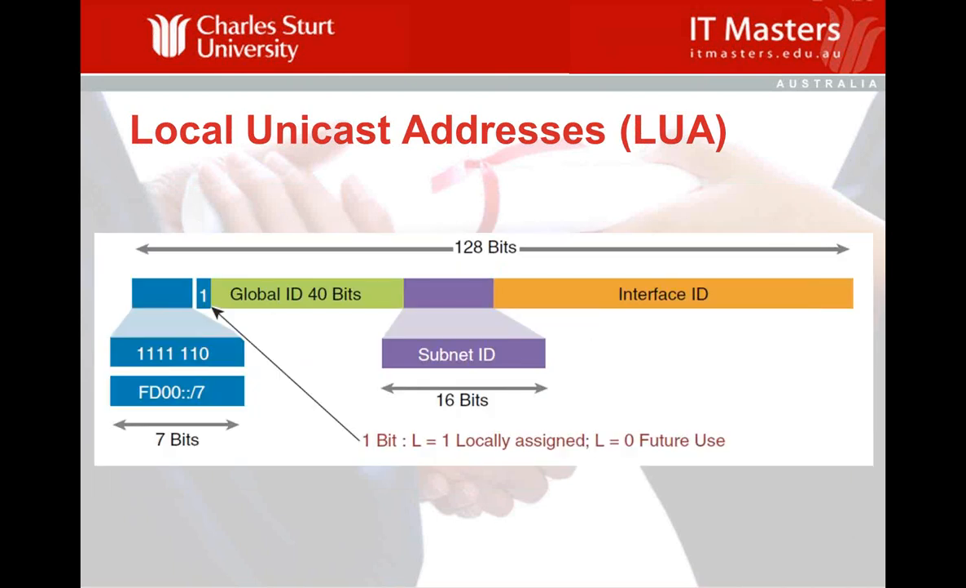And again, this is our structure of a ULA, or a unique local unicast address. So 128 bits, first 7 bits 1111 110, subnet ID, interface ID. Okay. So now remember, you don't need to know.